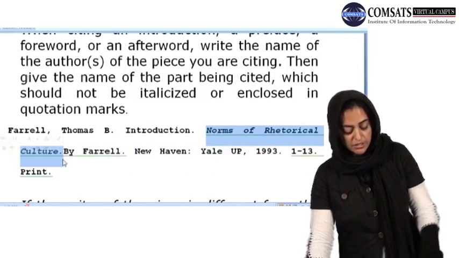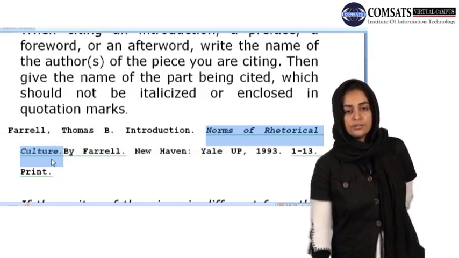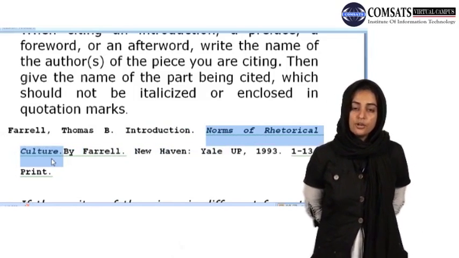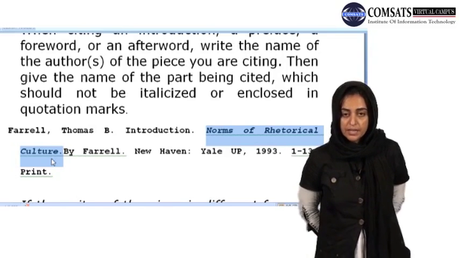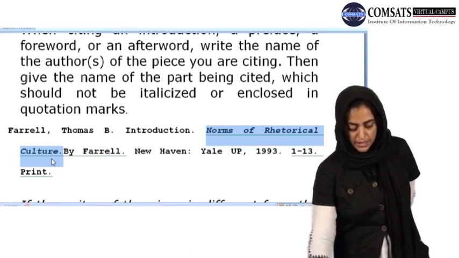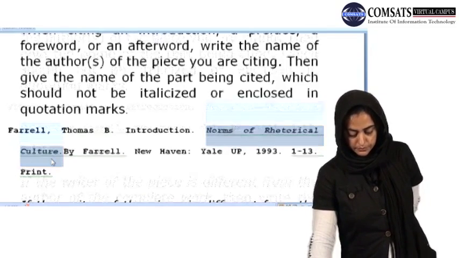But dear students, there might be a situation in which the author of the introduction of a book is different and the author of the book is different. Now how to create the detailed reference of that particular piece of writing in that situation? Kindly have a look on the screen.